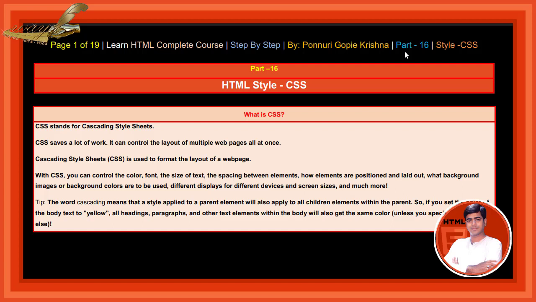With CSS, you can control the color, font, the size of text, the spacing between elements, how elements are positioned and laid out, what background images or background colors are to be used, different displays for different devices and screen sizes, and much more. Tip: the word cascading means that a style applied to a parent element will also apply to all children elements within the parent. So, if you set the color of the body text to yellow, all headings, paragraphs, and other text elements within the body will also get the same color unless you specify something else.